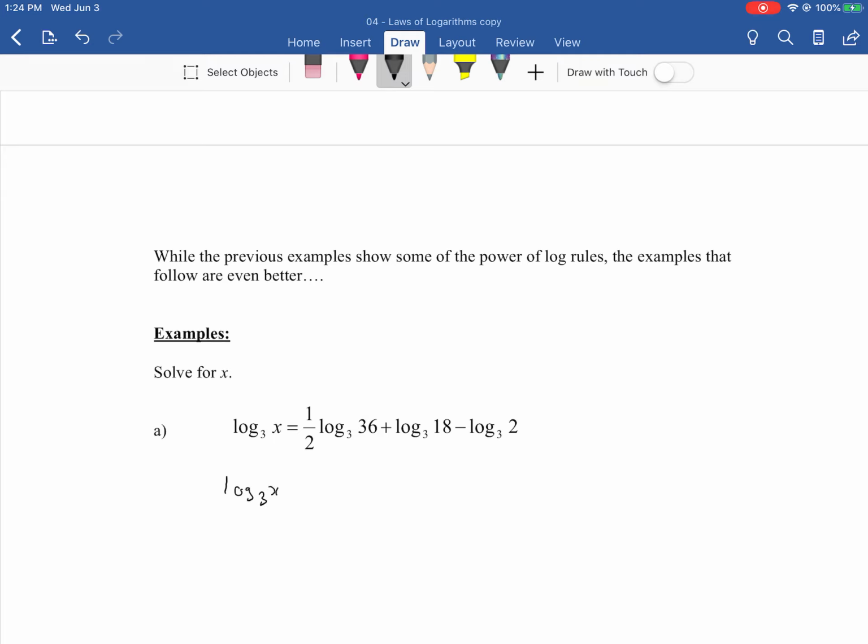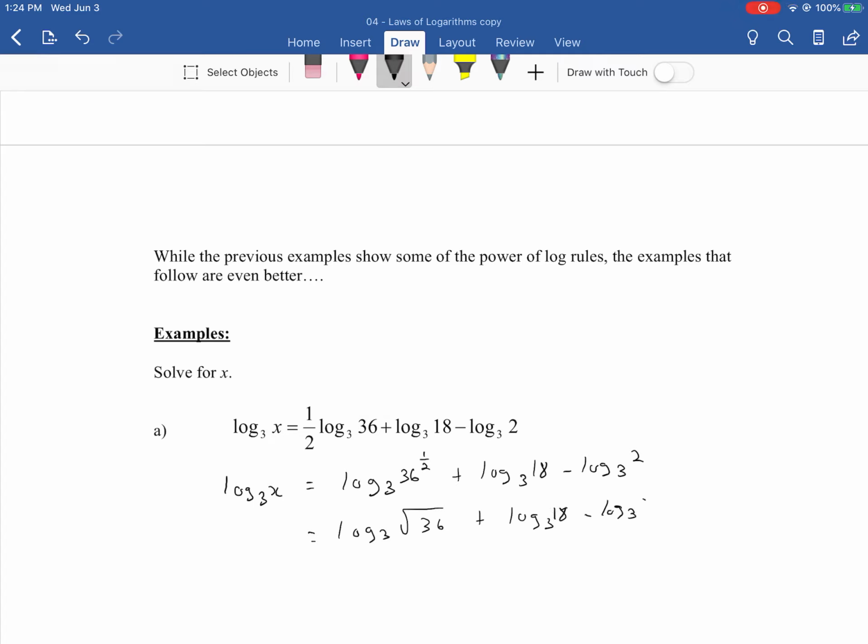If I go the other way and use log law 3 backwards and say, no, I don't want it out front as a multiplier, I want it inside as an exponent. Look what happens. Square root 36, which I can evaluate.